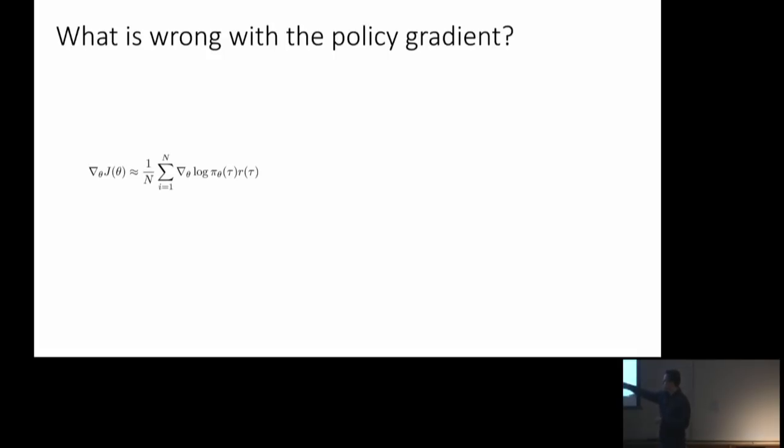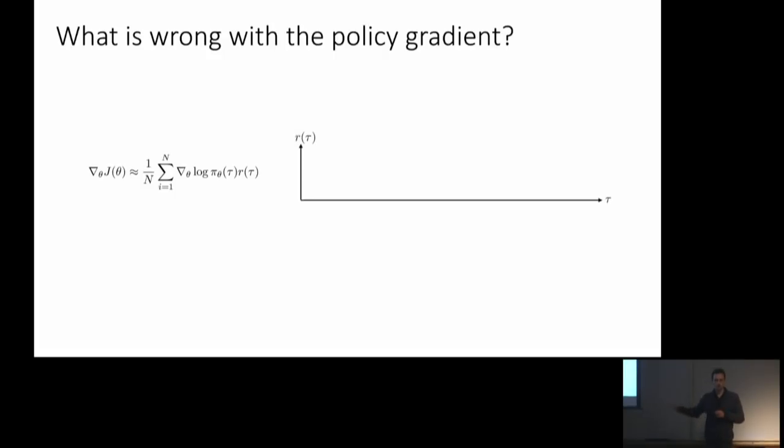So why does this estimator for the gradient have high variance? I'm going to give you kind of an intuitive explanation for one of the reasons. There are many, many reasons, but I'll just explain one example that I think is quite straightforward to understand and illustrates how you can get very high variance estimates out of this thing.